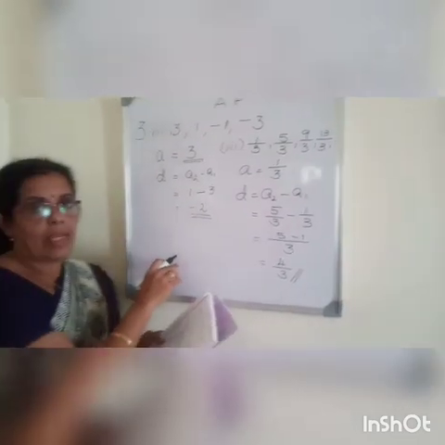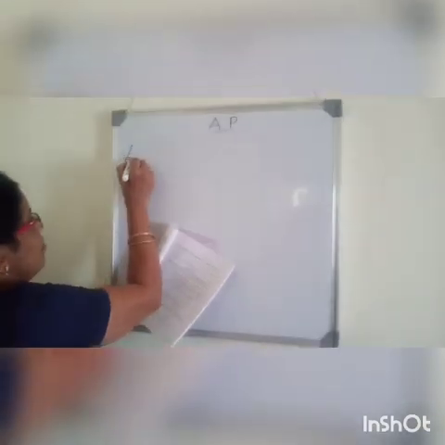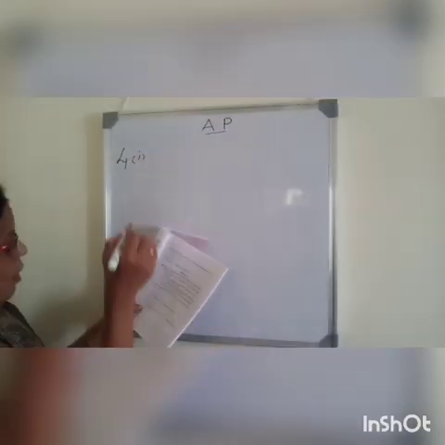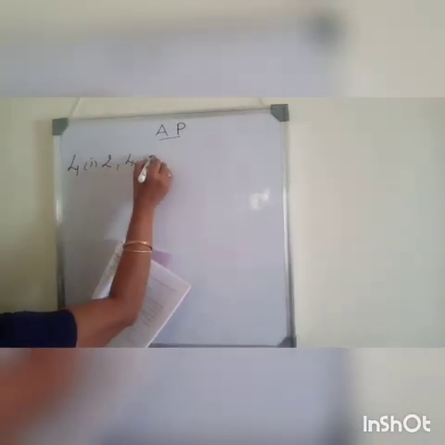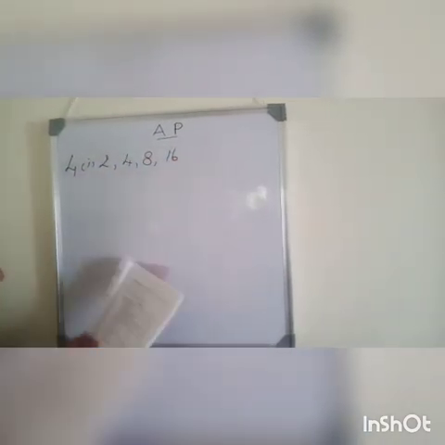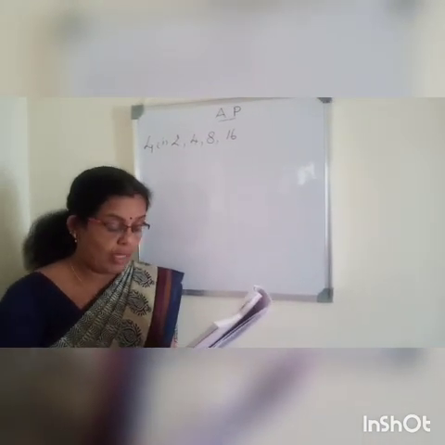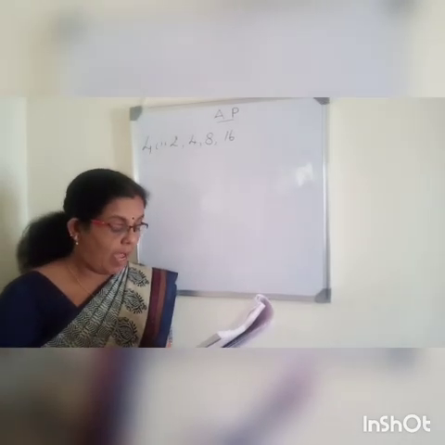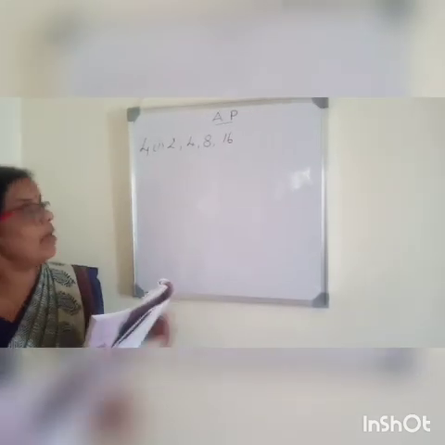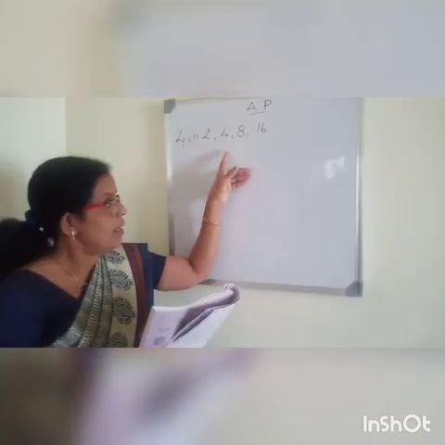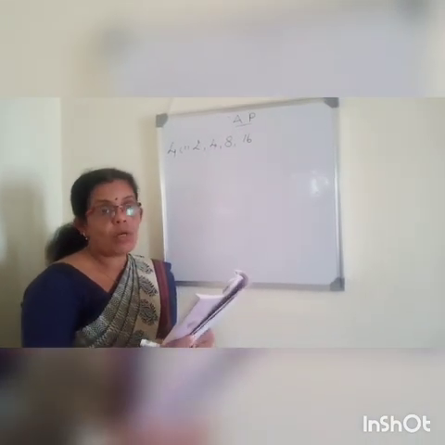Now next main. First question. 2, 4, 8, 16. The question is, which of the following are APs? If they form an AP, find the common difference and write the next 3 terms. So here first we should find out, is this an AP or not? If it is an AP, write the common difference and write the next 3 more terms.